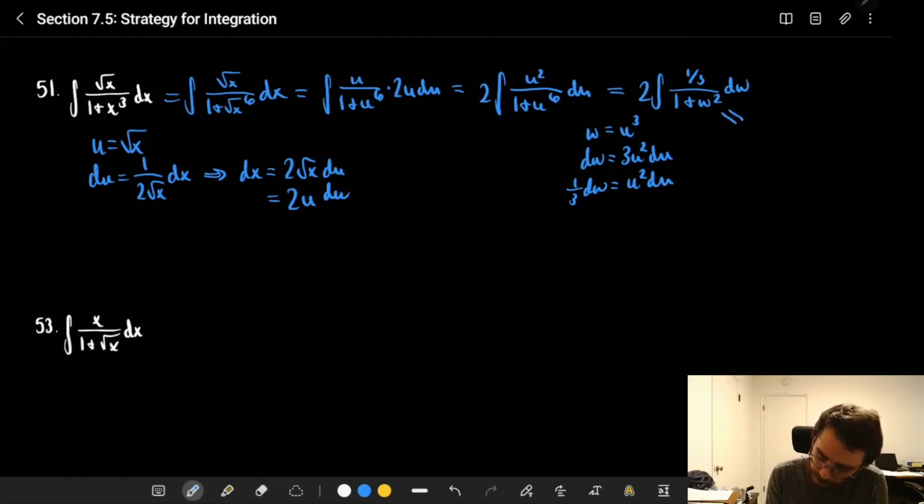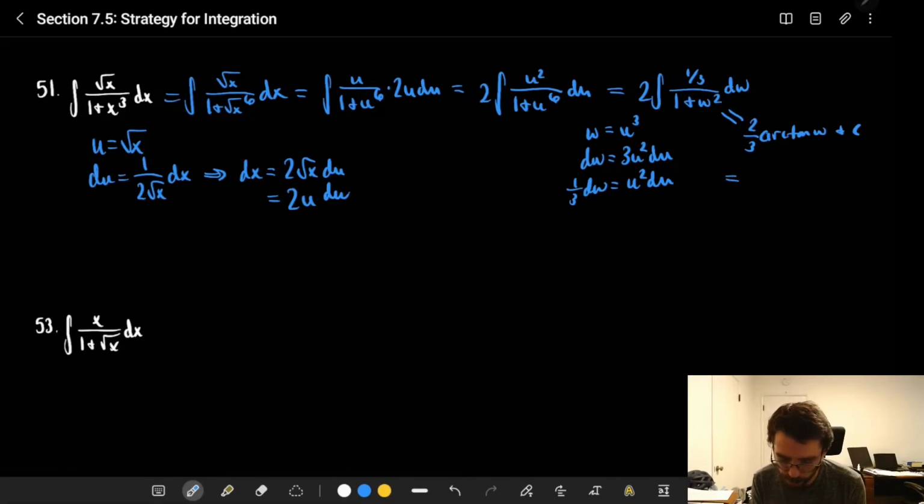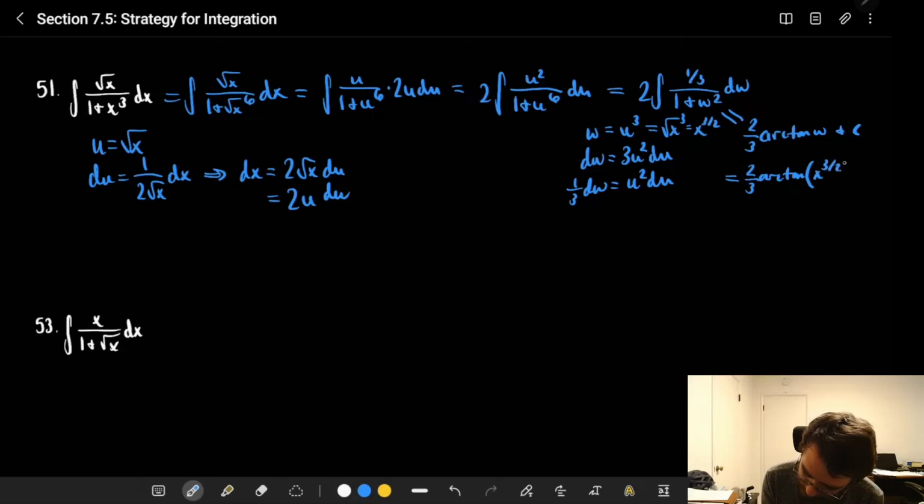Then this turns out to be, pull out the 1/3, and then the integral of 1 over 1 plus w squared. That's arctan of w. Of course, plug back in for w. W was u cubed, but u was square root of x. So w is u cubed, but that's this cubed, so that's x to the 3/2. So I could say this is 2/3 arctan x to the 3/2 plus c. Okay, that worked out.